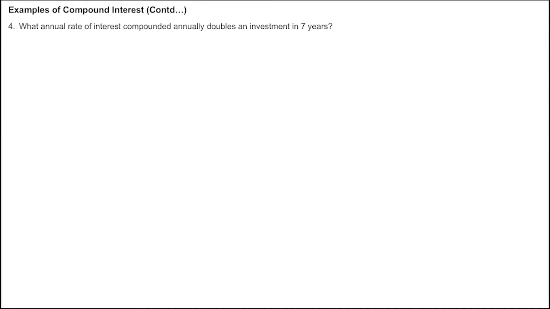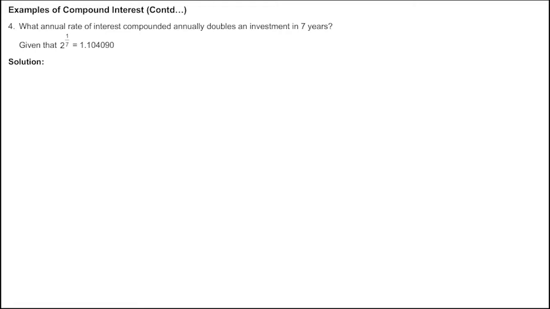What annual rate of interest compounded annually doubles an investment in 7 years? Given to us, 2 raised to 1 upon 7 is equal to 1.104090. This means the 7th root of 2 is equal to 1.104090. What we have to find out? What annual rate of interest compounded annually? So we want to find out the rate of interest.